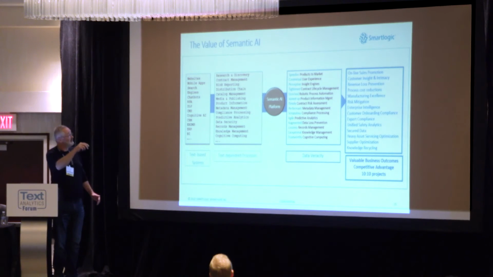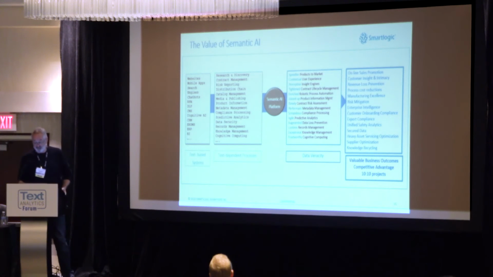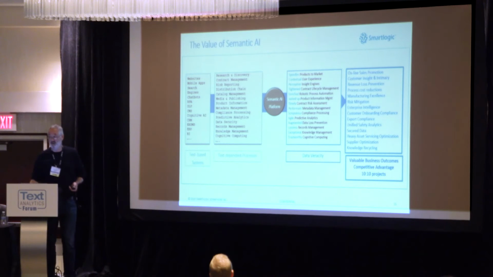The data veracity goes up, because you're dealing with data in these systems. Take your contract management, for example: what we want is tighter contract lifecycle management in order to prevent revenue leakage, right? So that is the flow. Text-based systems, text-dependent processes lead to good, high-quality data, which then leads to valuable business outcomes at 10% of the time and 10% of the cost. It's worth a go.